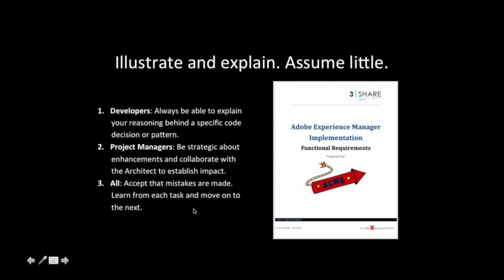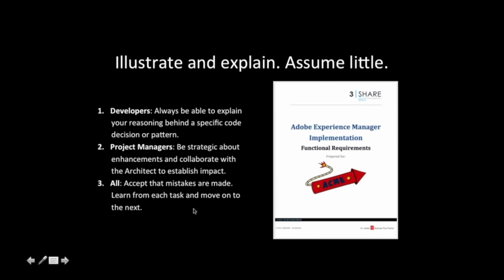As a project manager, you can be strategic about enhancements, and you collaborate with the architect at all times to establish the impact. And by that I mean, a lot of times there's a disconnect between adding additional scope that may not take that long versus something that may impact significant other development that's already been going on. So it's important that a project manager and a development team are always on the same page in assessing that impact. And then for everyone, mistakes will always be made.